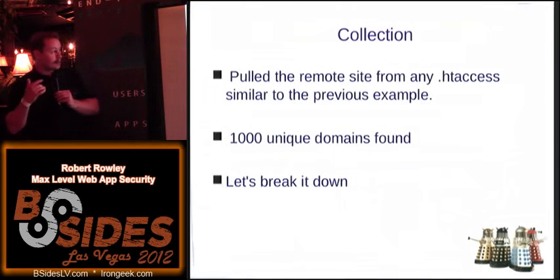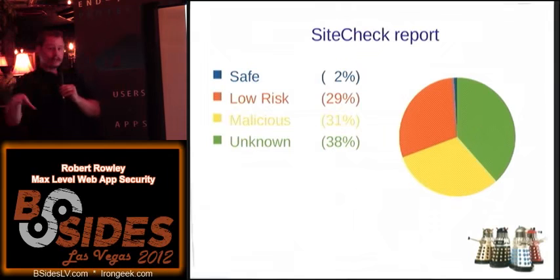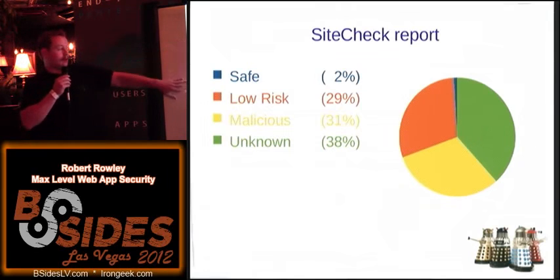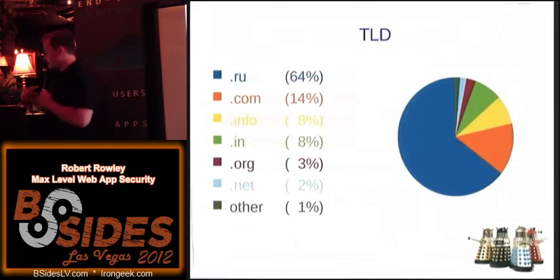So I'm going to break it down. The vast majority of them, I scanned all of them against sitecheck.com. 2% were safe. About 40% were unknown, which I'm going to presume also means they were just not known to be malicious yet. And the majority were low-risk or known malicious sites. This shows that this was very good information that I had on this list of URLs.